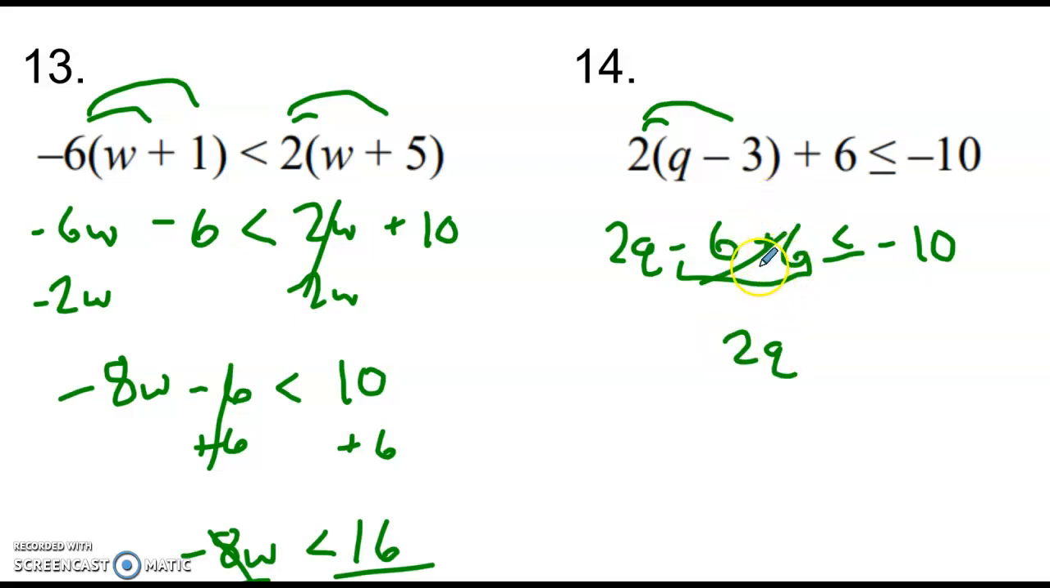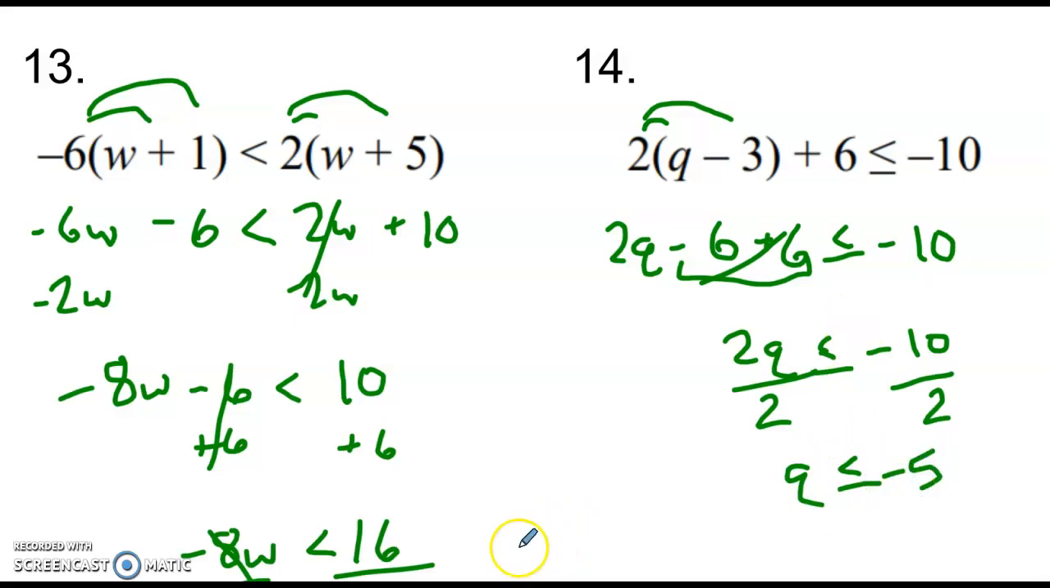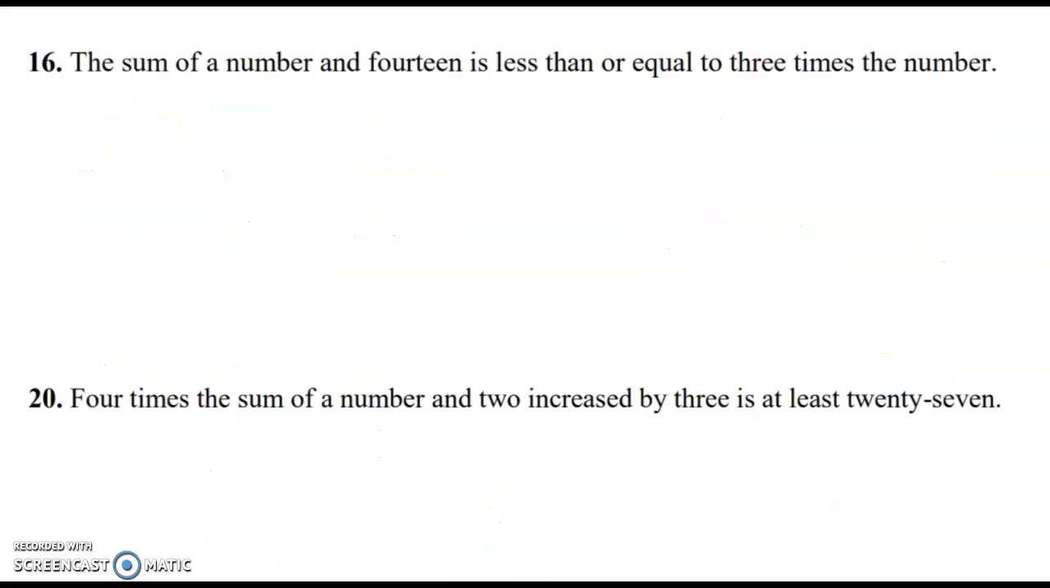Now, for the sake of argument, you could have subtracted 6 and then added 6, and you're going to get the same answer, but that would be more work. So 2q is less than or equal to -10. I divide both sides by 2, and we get q is less than or equal to -5.